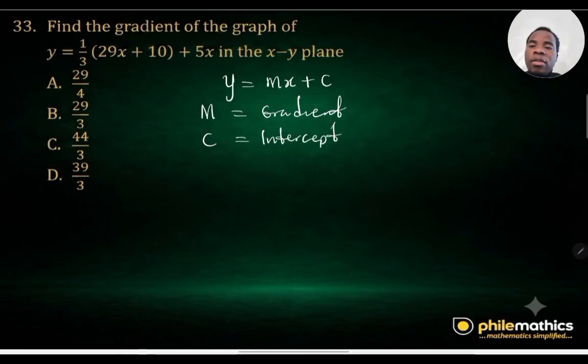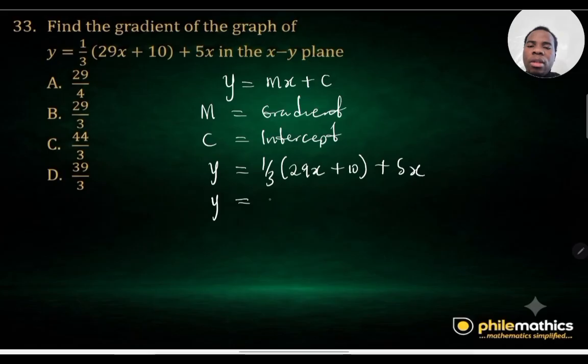This tells us that for us to find the gradient of y equals 1/3(29x plus 10) plus 5x in the xy plane, we need to find just the coefficient of x. And since we have 29x over 3 and 5x, we need to add them together. That will leave us with 29x over 3 plus 5x plus 10 over 3.